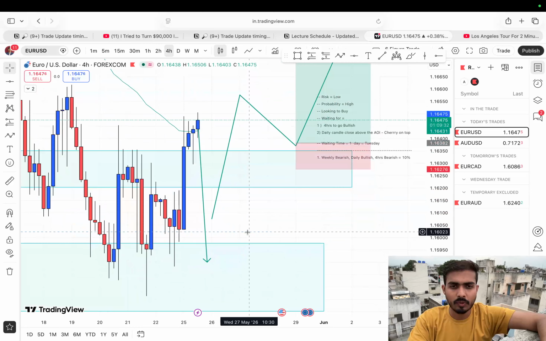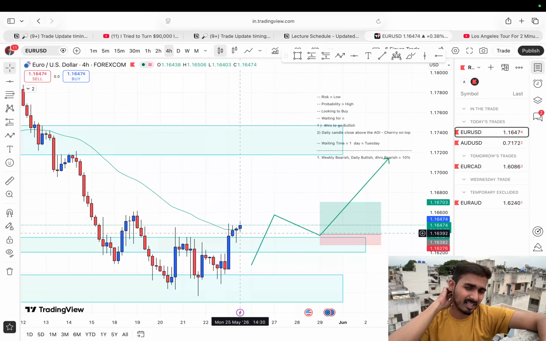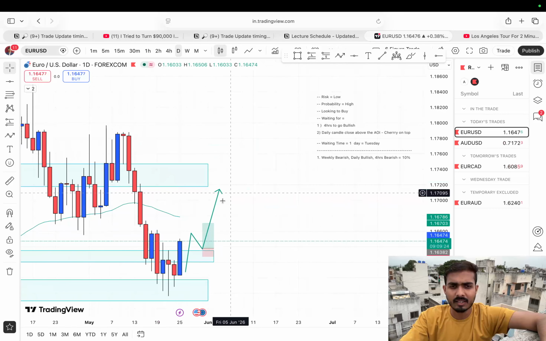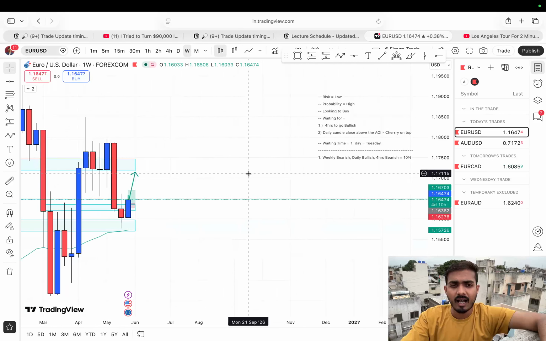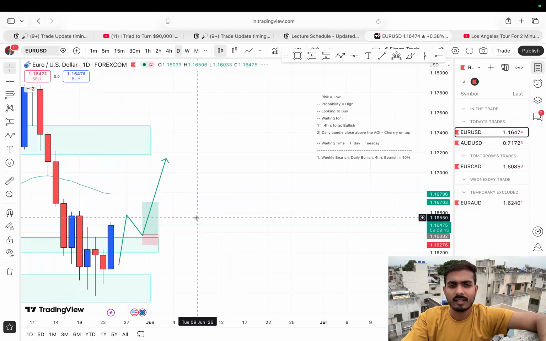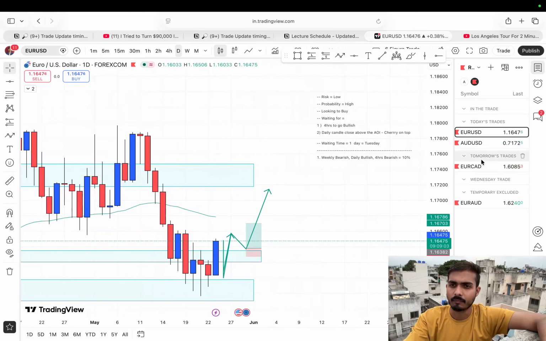So EURUSD, we were waiting for a break and then retest. The break has happened, but the retest has not happened. But now I'm seeing the daily hasn't created the wick to the downside. Even the weekly hasn't created the wick to the downside. So I just won't be able to take the trade until and unless that wick gets created. So that means this whole thing is going to come down, until this candle's low, to create the wick, and then it is going to go up to take the trade to the upside.